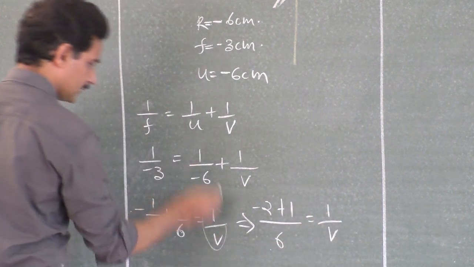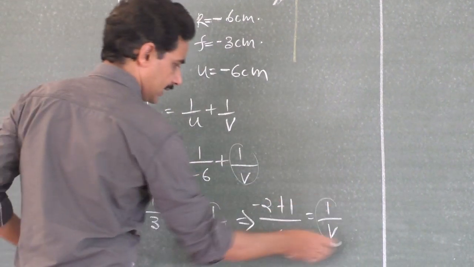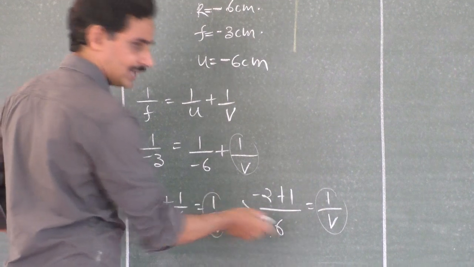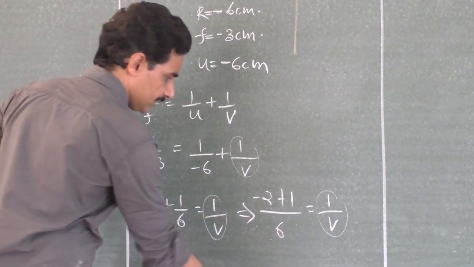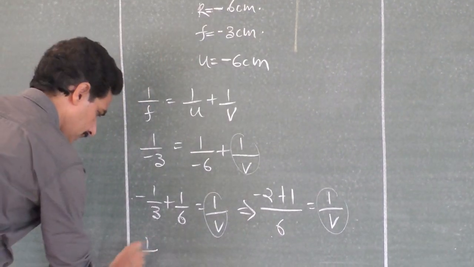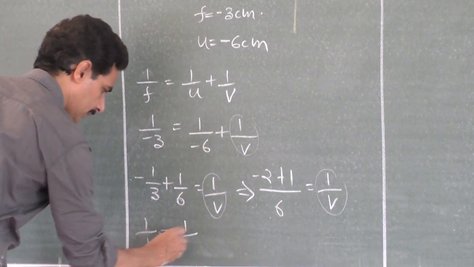Keep on writing this 1 by V always, because finally there is a chance that you will take this answer itself as V. But it is not V, it is 1 by V. So 1 by V is equal to minus 1 by 6.